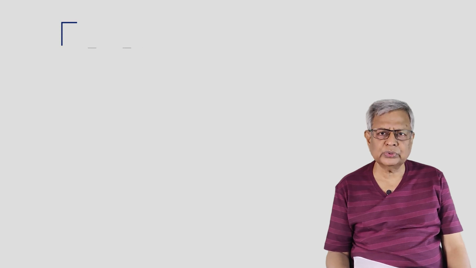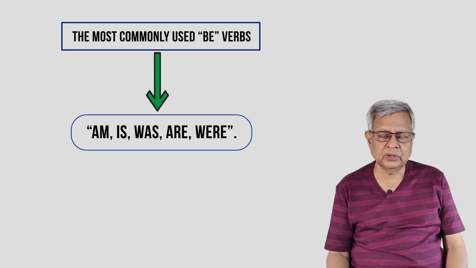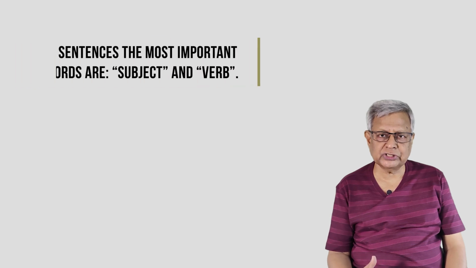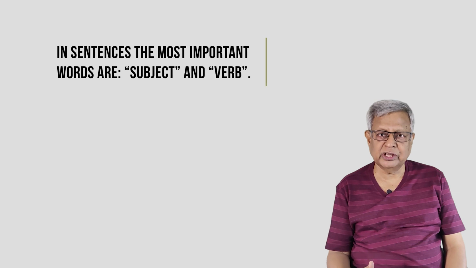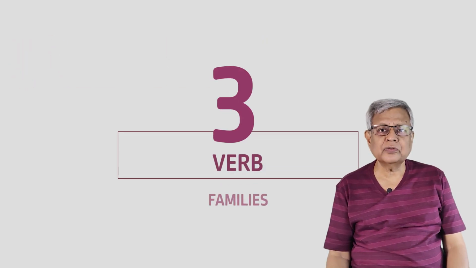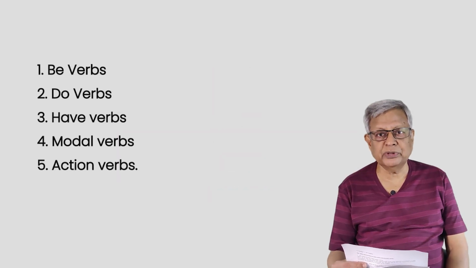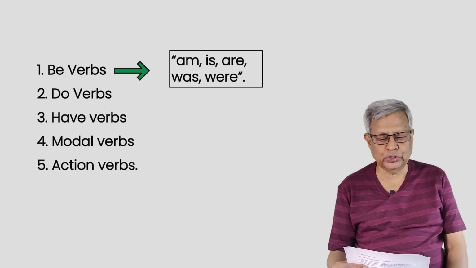The most commonly used be verbs are am, is, are, was and were. In any sentence in any language, and we are talking about English sentences, the most important parts of a sentence are subject and verb. So, we are going to discuss the subject and verb in relation to be verbs. There are 5 verb families in the English language. The first family is be verb. The members of the be verbs are am, is, are, was and were, as I have already told you.